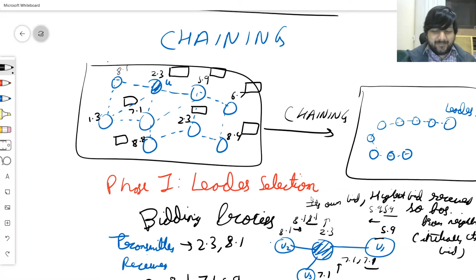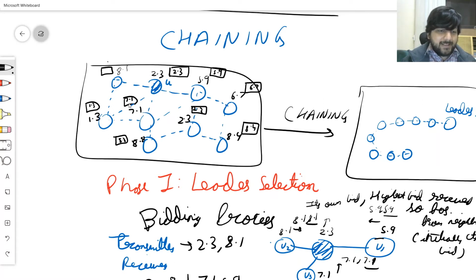Actually, the first value need not be transmitted, so I make that correction. Every robot only transmits the best bit that is received so far. So initially, it's their own bit, so it's 2.3, it's 5.9, 6.7. This is the best that they have calculated so far. 2.3, 7.1, 1.3, 8.8.